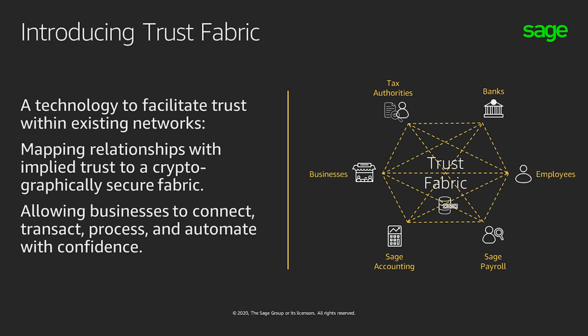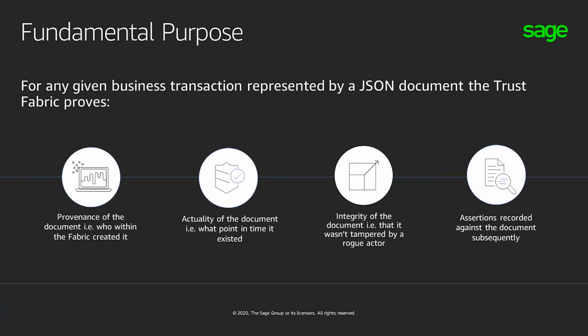Before we go to a real-world application of Trust Fabric, let us look at some of the fundamentals. Any business transaction can be represented as a JSON document. This might be a plain JSON object, a PDF file with embedded UBL, or simply a transaction stored in a relational database and serialized to JSON on the fly. Any such document recorded in the Trust Fabric will prove provenance of the document, i.e., who within the fabric created it, actuality of the document, i.e., at what point in time it existed, integrity of the document, i.e., that it wasn't tampered with by a rogue actor, and assertions recorded against the document, an important concept I will return to shortly.